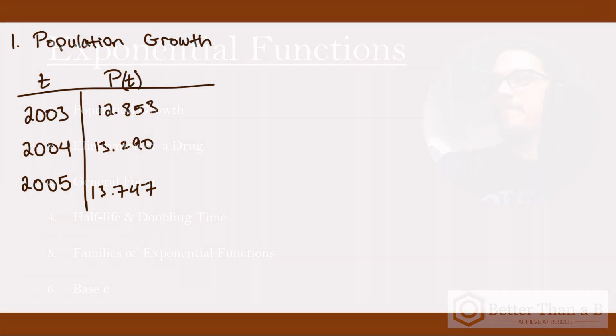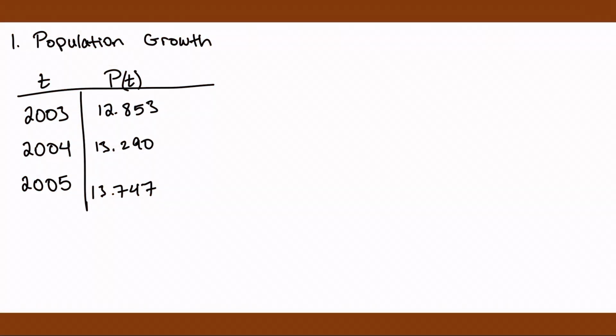Let's get into it. So one of the first things that we want to look at for exponential functions is population growth. Very common example here. So let's just start with some data. We have some years, 2003, 2004, 2005, and some population in millions, 12,853,000 of some place.